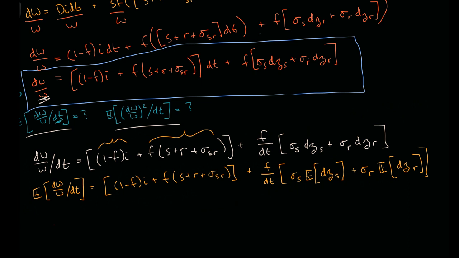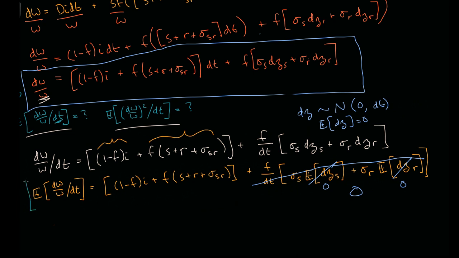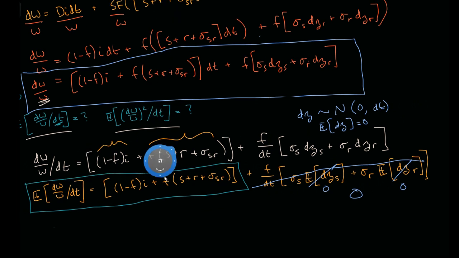And recall that a dz Brownian motion process is defined, any of our dz's, as a normal with a mean of 0 and a variance of dt, which means that the expected value of dz, of course, is 0. So this is 0, and this is 0, and as a consequence, this whole thing over here is just 0. And the expected value will be this first term here. And so that's the answer to the first part.